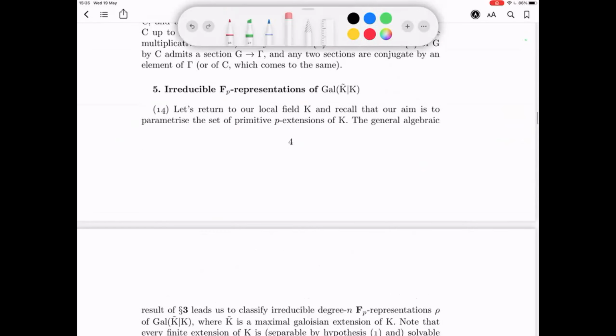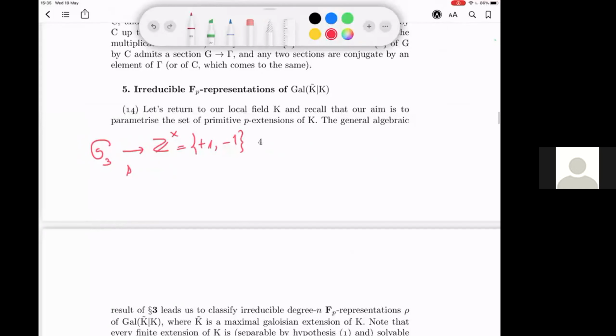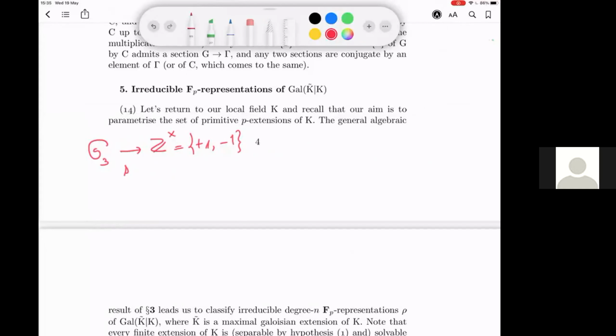So let's look at the group S3. You have this map to Z star. Z star is a group consisting of just +1 and -1. And this is the map which is sometimes called signature, the sign map. I'll just call it S.